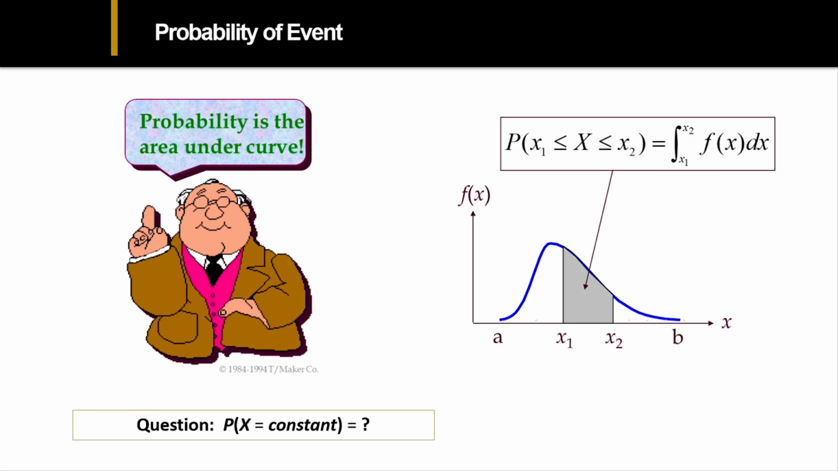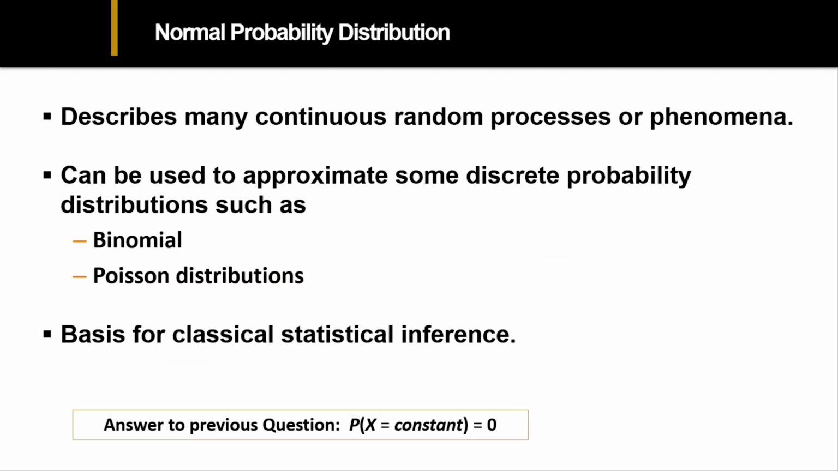What's the probability that any given value in a continuous random variable is a constant? I'll answer that in the next one. That answer is 0. Because again, there are an infinite number of possibilities. So the odds of getting 1 is 1 divided by positive infinity, which is 0.